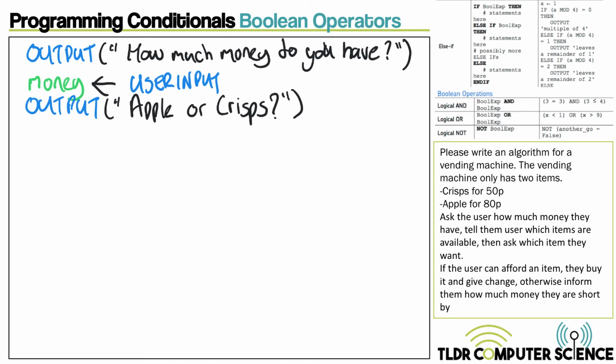So why don't we say that's their choice? So that's a new variable there. And again, we're going to allow the user to input that decision. So we say user input and then they can decide. Now, think about it. We now need to check. So we need to say if choice is equal to apple.